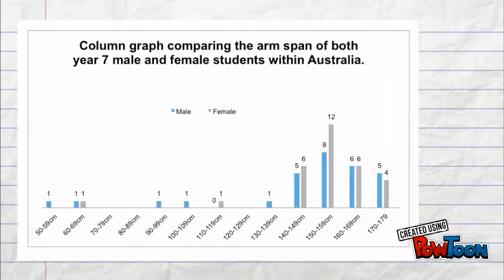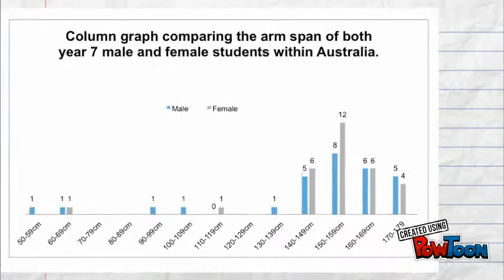From here, I decided to create another form of comparative graph. This is recognised as a column graph which compares the results of males and females. The graph shows the comparisons between the genders, and it again can be noted that the students with the arm span between 150 and 159 centimetres was the most common amongst both genders.